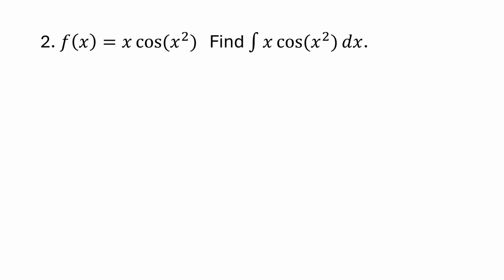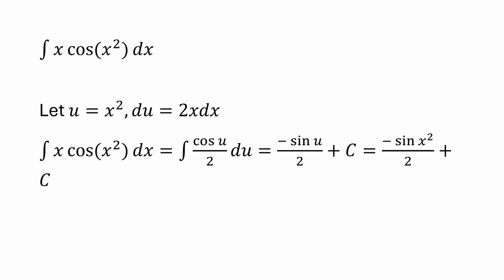The next one, f of x equals x cosine x squared. Find the integral of x cosine x squared dx. Well, the obvious choice for you is x squared because I can see its derivative, x dx, missing the 2 again. So I make u x squared, du is 2x dx. Again, I'm going to have to divide by 2.